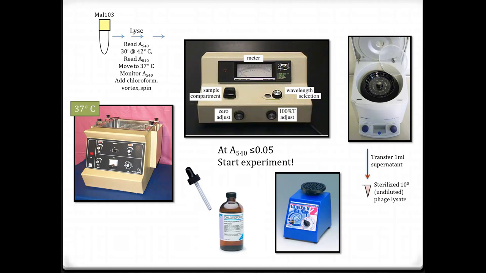What's in the supernatant are the phage. Cell debris will be in the pellet. This will give you a nice sterile lysate. Take off the top mil. Don't disturb the pellet. Move it to a new microcentrifuge tube, and that is your undiluted or 10 to the 0 phage lysate. And that's what you will be using for the rest of your experiment, either by diluting it or by using it directly for some parts of your experiment.